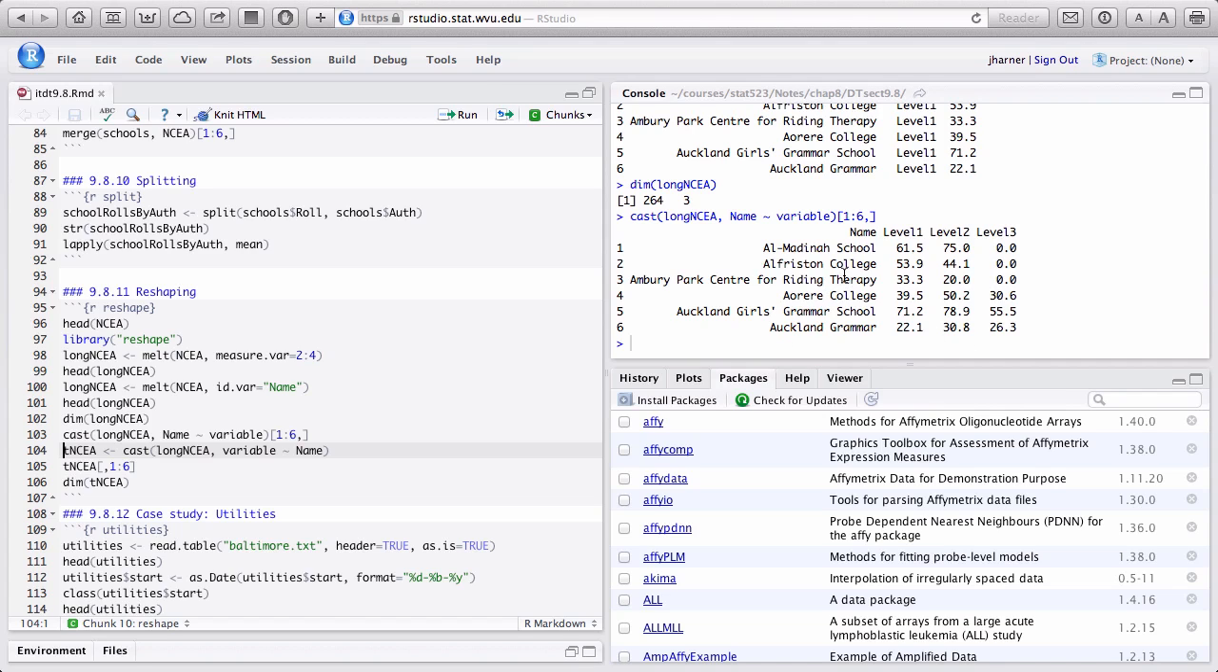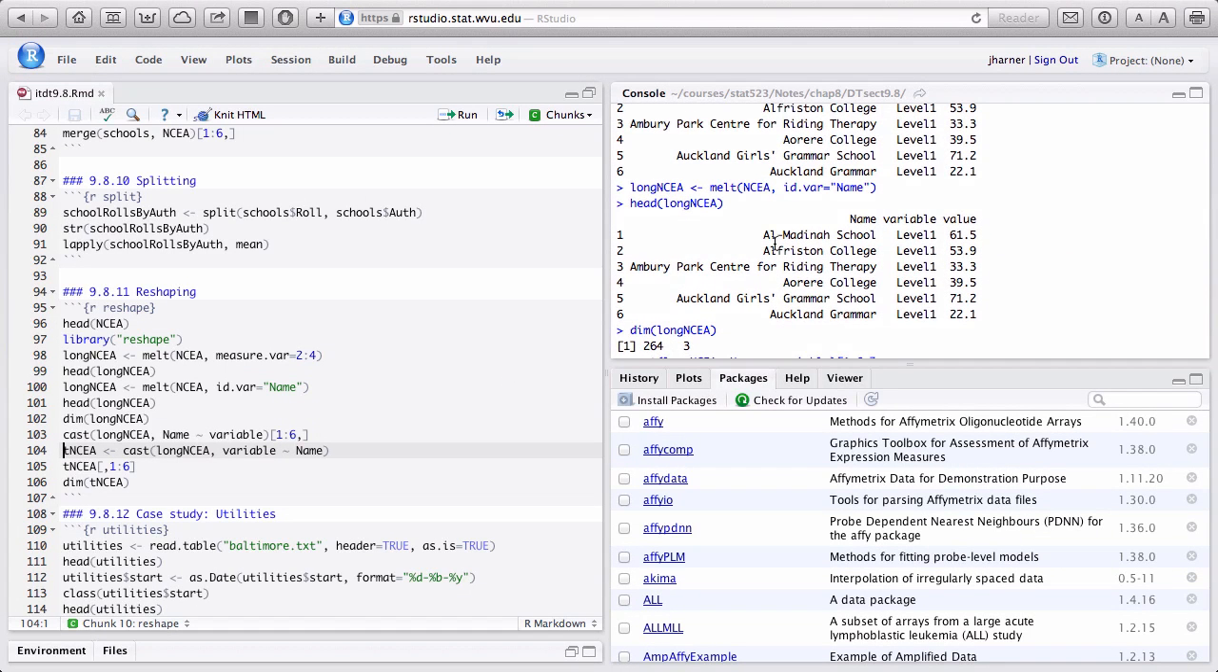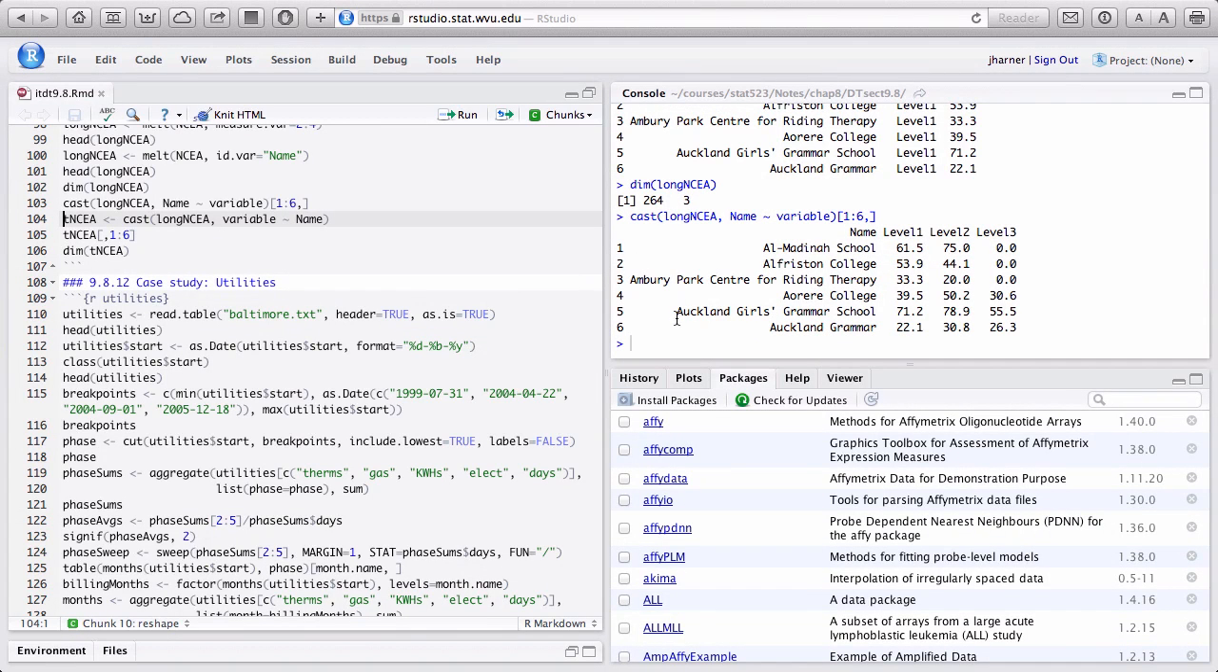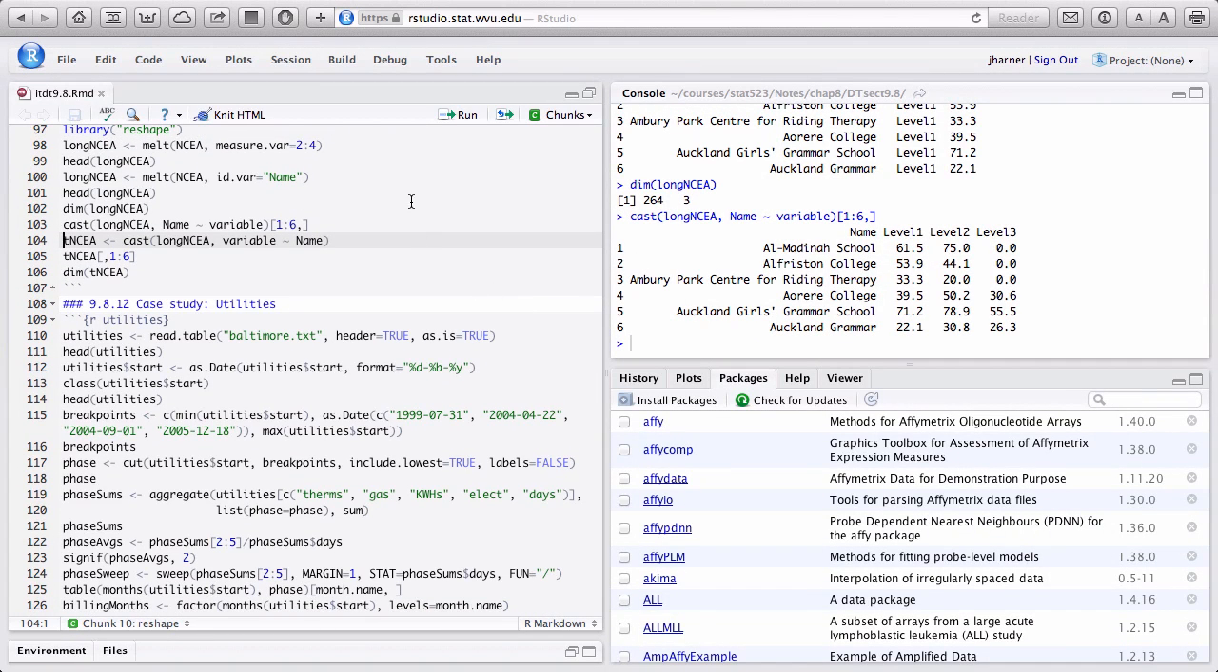So if I cast the long version and I have name tilde variable, it's like a formula. And that will give me back the wide format. I could also, let's see, oh, I didn't save it. Suppose instead of name tilde variable, I say variable tilde name. What do you think that looks like?